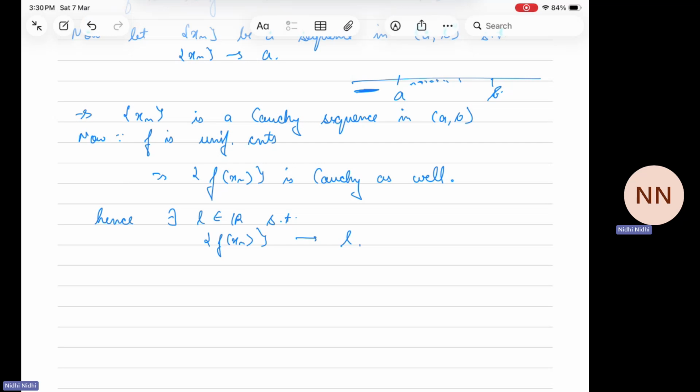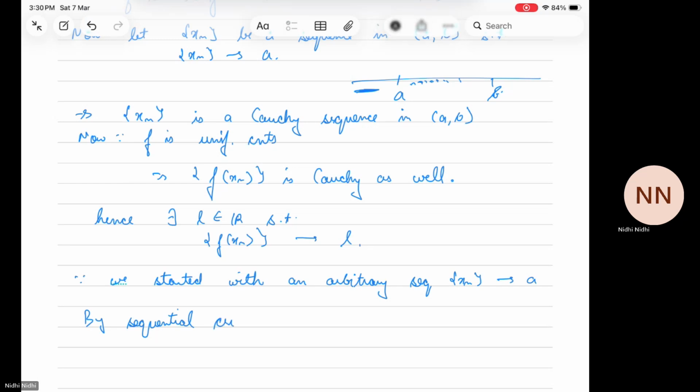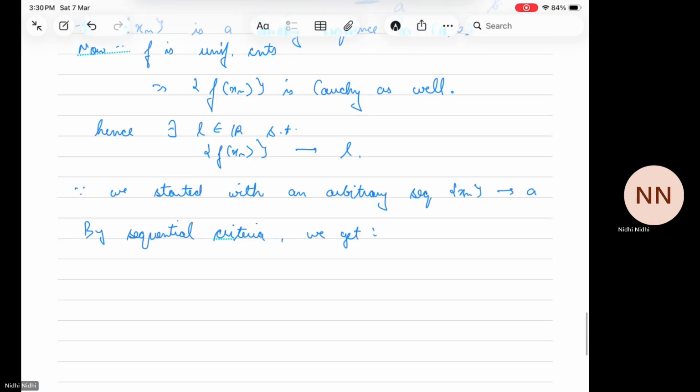Now, since we started with an arbitrary sequence x_n converging to a, by sequential criteria, we get the limit as x tends to a plus of f(x) will be L.